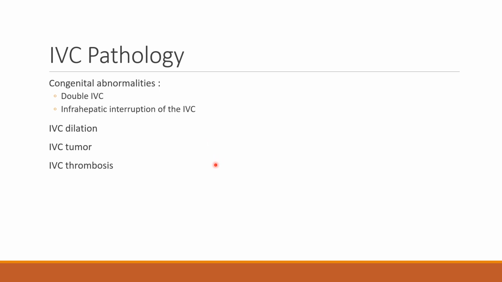All right, so pathologies, things you should know about, congenital abnormalities. The IVC forms in sections during embryology, so sometimes we will see that there's a double IVC or there will be an interruption of the IVC, and it will develop with an actual part of the IVC not there, but it'll always find a collateral pathway to the heart.